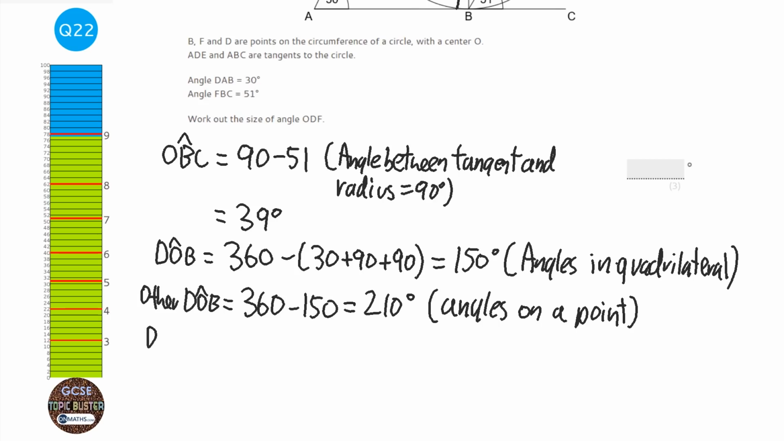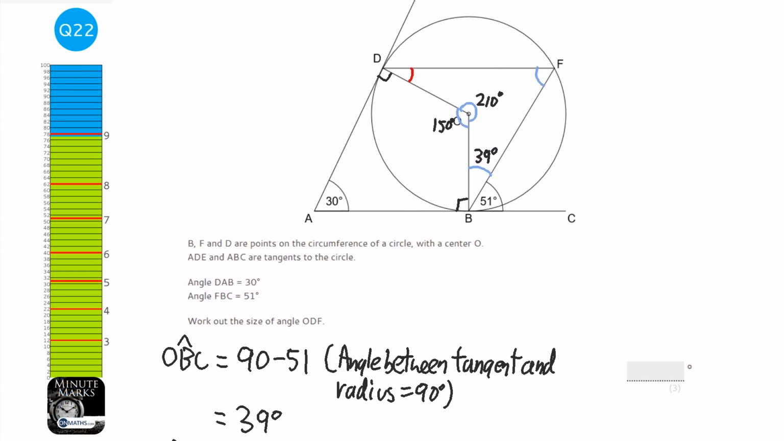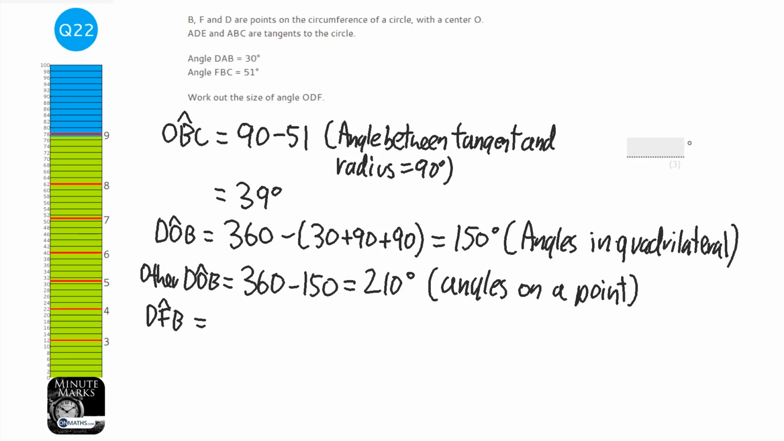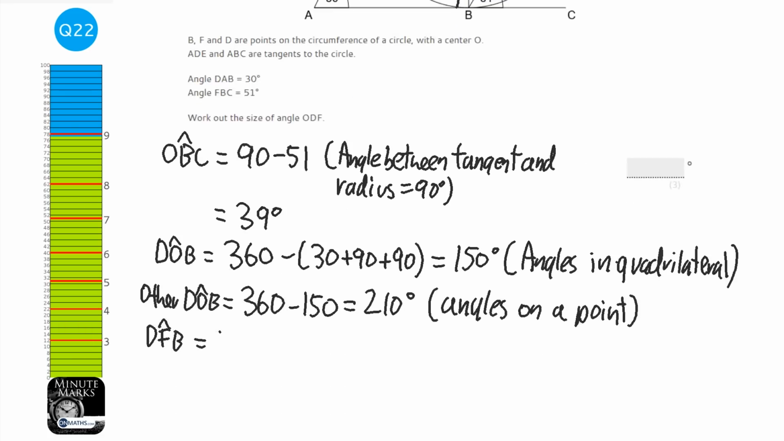DFB. And this time we're using the circle theorem that says angle at the centre, which is the 150, is twice the angle at the circumference. So angle at the centre is twice the angle at the circumference, so it's going to be 150 divided by 2, which is 75 degrees.